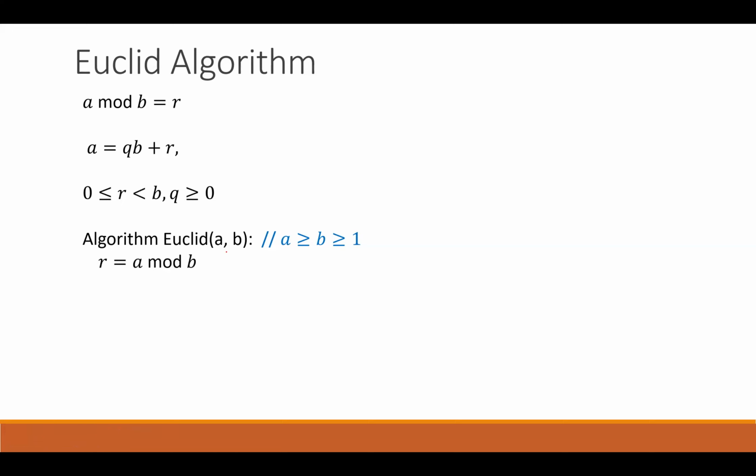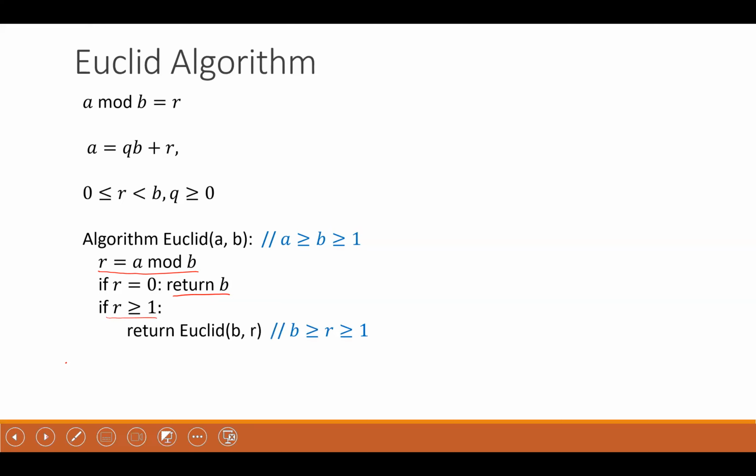So I want to find the greatest common divisor of A and B. And we're going to assume that A is at least as large as B, if not larger, and B is at least 1. So I compute the remainder using the mod function. And if the remainder is 0, I'm going to return B. My claim is that in this case, B is the greatest common divisor of A and B, which probably makes sense if you consider it a little bit. If the remainder is 1 or more, then I'm going to recursively call Euclid on B and the remainder.